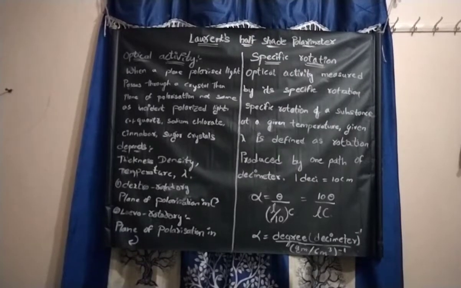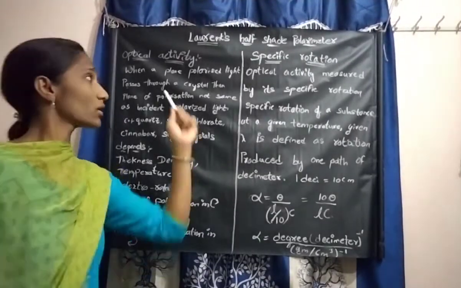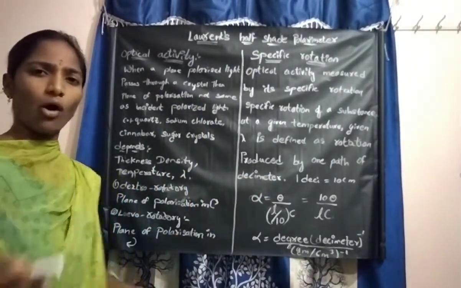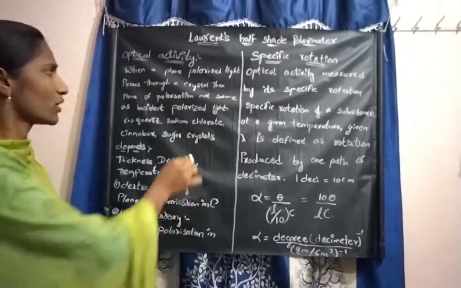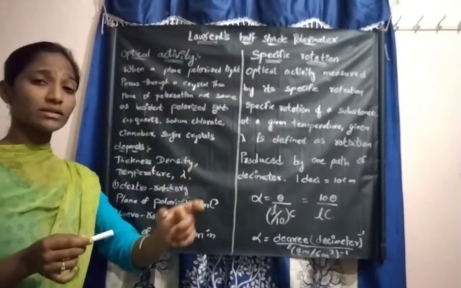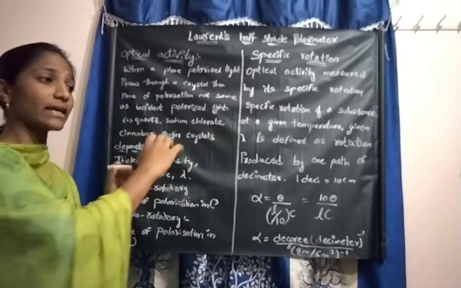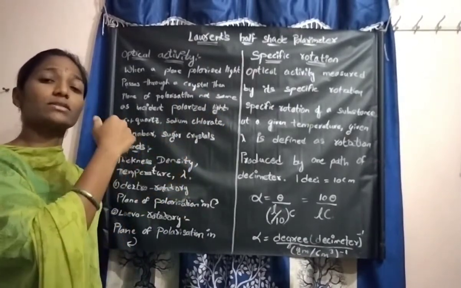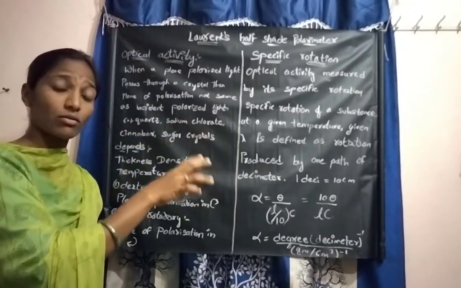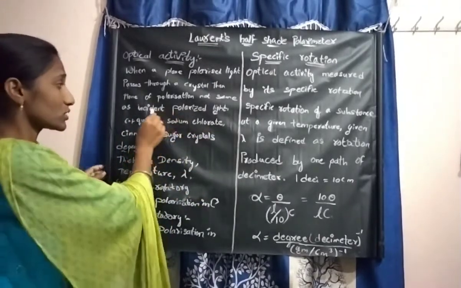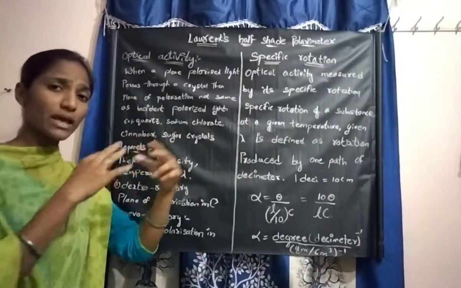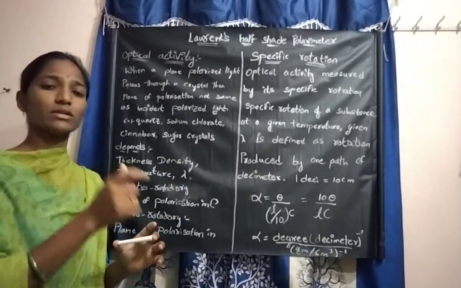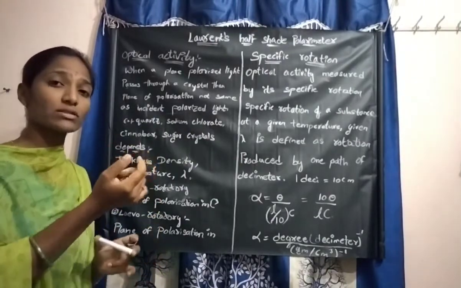Good morning. So today the class is about optical rotation, optical activity and specific rotation. Optical activity is nothing but when a polarized light is incident on a crystal. When a polarized light is incident on a crystal, then the plane of polarization will not be the same as the incident polarized light. Means there is a difference between the incident light and the plane of polarization.